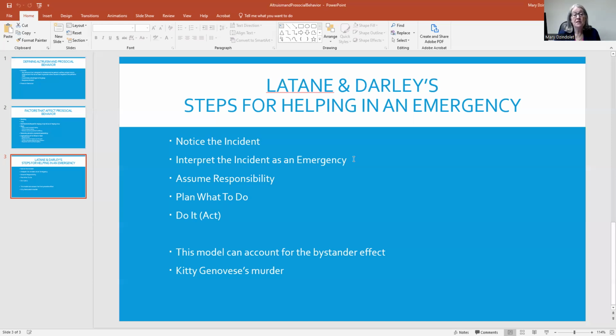If you do interpret it as an emergency, you go to step 3, and that is you're going to assume responsibility. But if there's a lot of people around, you're probably going to go, is there someone who's more qualified than I am to help? So if the person seems to need CPR, I took CPR way back when I was in high school and college, and I was a lifeguard, but I haven't had CPR since then, which is a long time ago. So am I going to assume responsibility? I'm going to wait to see if someone else in the crowd is a doctor or a nurse or an EMT, or is a current lifeguard and knows CPR rather than me stepping in.